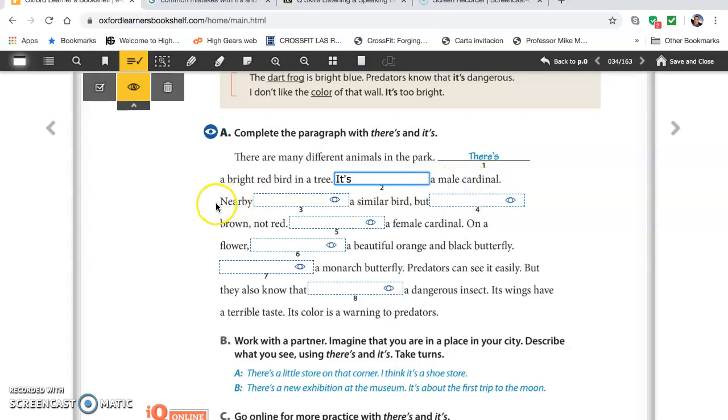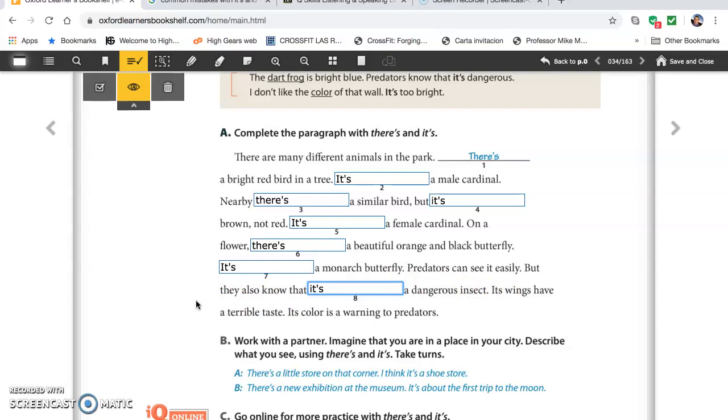A male cardinal. Nearby, there is or theirs or its. There's a similar bird, but it's brown, not red. A female cardinal. Its. On a flower, is it there is or it is? There's a beautiful orange and black butterfly. And what's next? It's a monarch butterfly. Predators can see it easily, but they also know that it's a dangerous insect. Its wings have a terrible taste. It's a colour to warn predators.